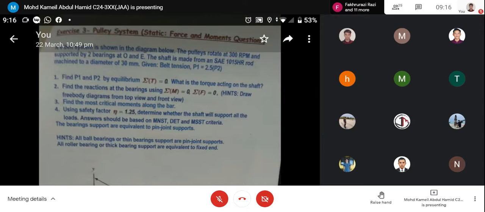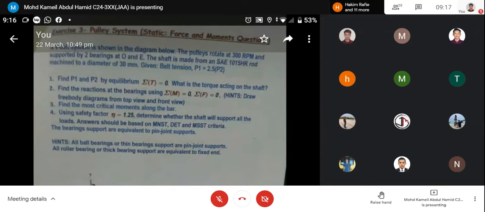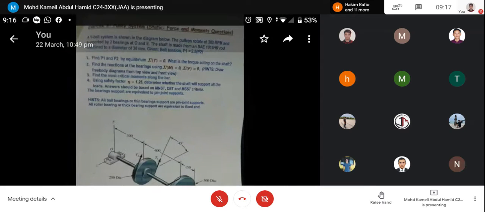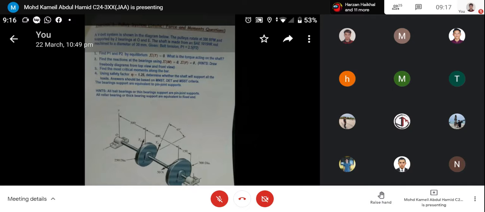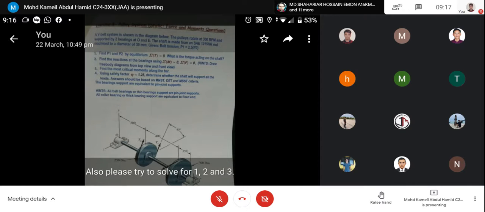Okay, so we will go through this question, exercise 3. We have a belt system. The pulley rotates at 300 rpm, supported by two bearings. The shaft is made from 1015 HR rod machined to a diameter of 30 mm. Given belt tension P1 equal to 2.5 times P2. Okay, it's fine, I will share the answer later. Please try to solve 1, 2 and 3.